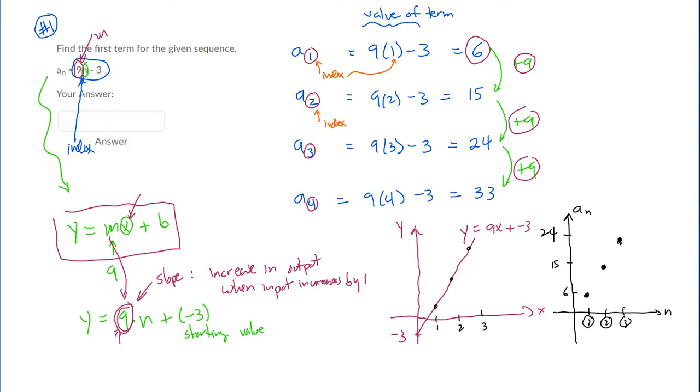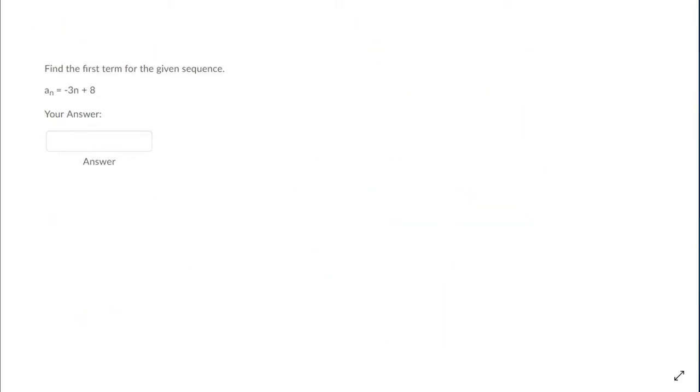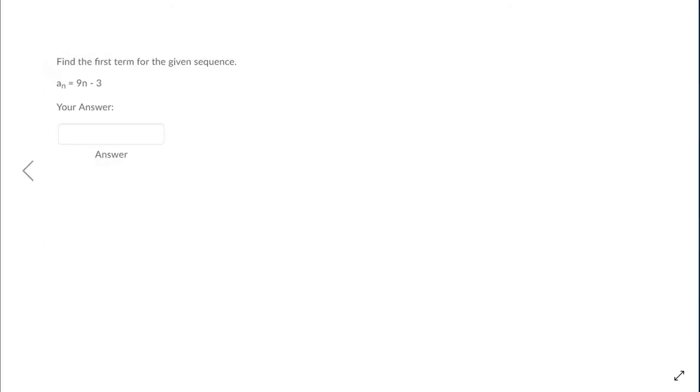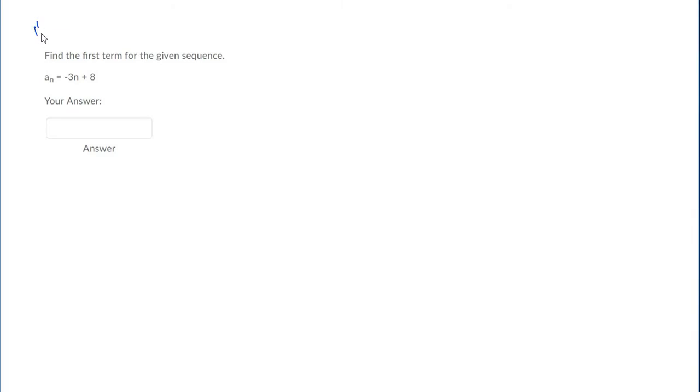All right, so let's go on to number 2. Okay, here's problem number 2. Sorry about that. And again, similar setup. They just want us to start listing the terms, a1, a2, a3, etc., just like before. And again, remember that the index of the term becomes an input into the value of the term.